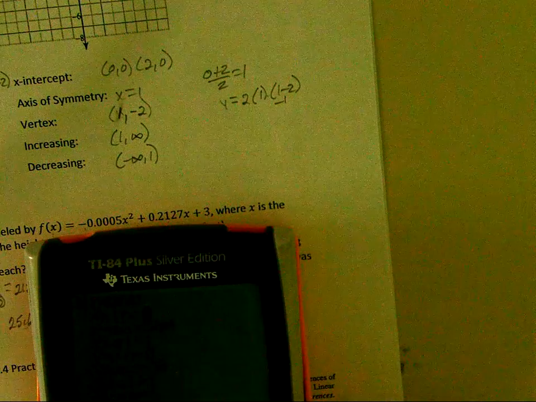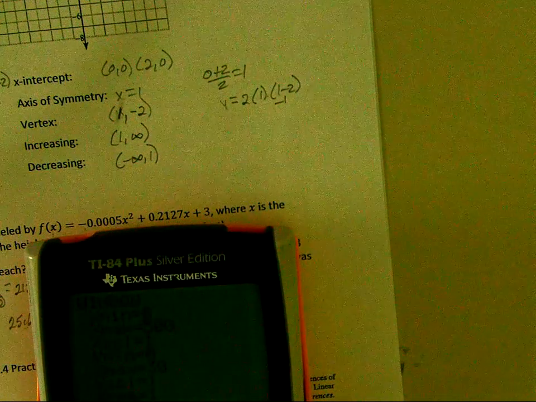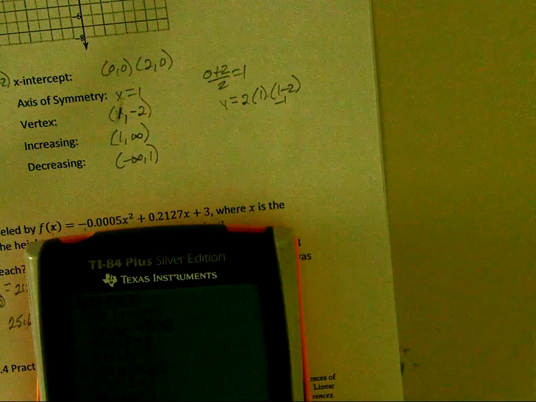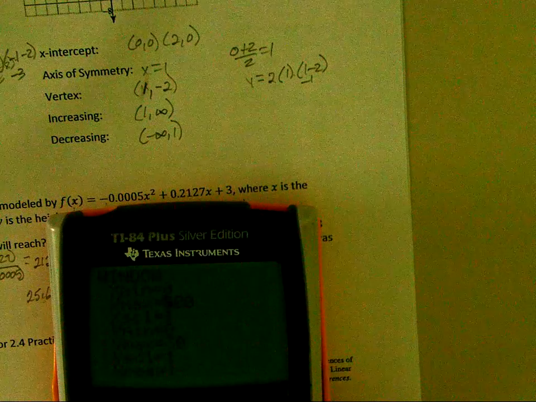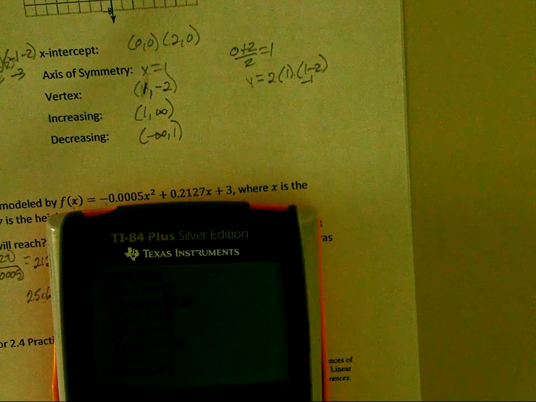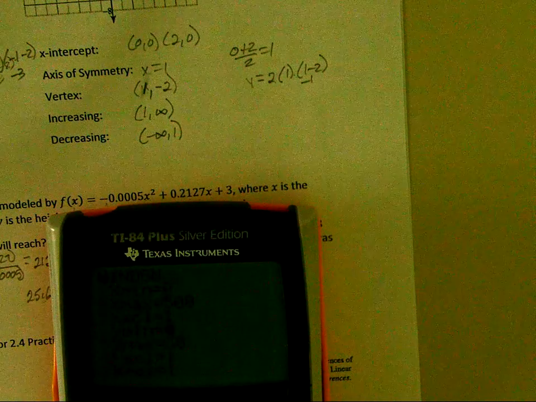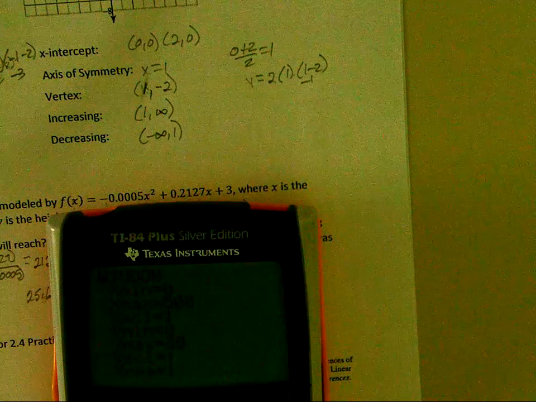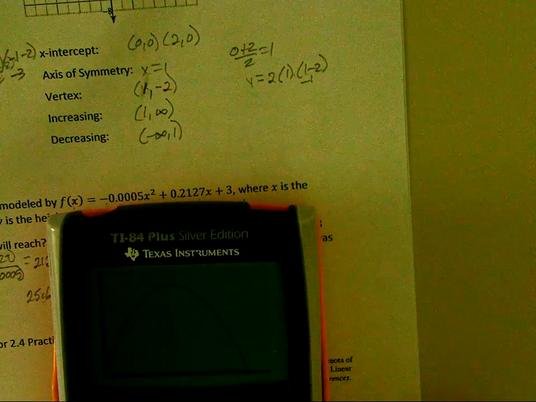If I go to window, the smallest x I need is 0. How far is that ball going to travel? I don't know, so for x max I'm going to put 500 feet. For y min, it's never going to get below 0 because it's going to be above the ground. For y max, we just said the max was 25 feet, so I put it at 30 so I had room.